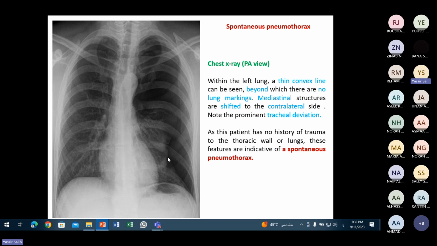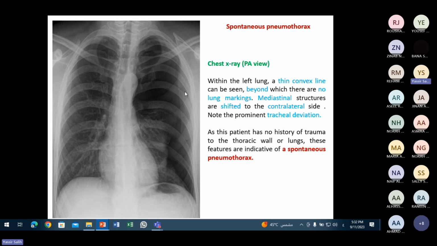I follow the visceral pleura. This is the visceral pleura. So this is the lung. Where is the parietal pleura? The parietal pleura is again the chest wall. Between the parietal pleura and the visceral pleura, this is a space that is filled by air.